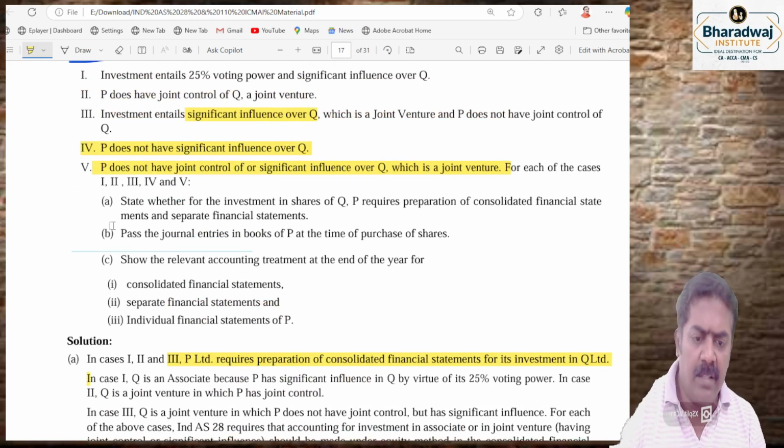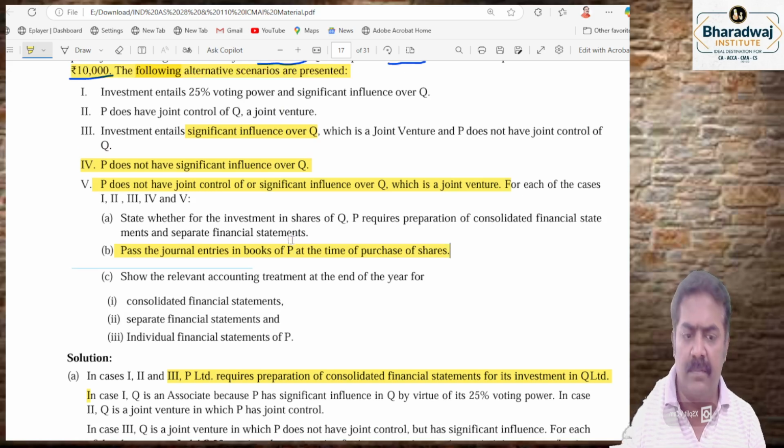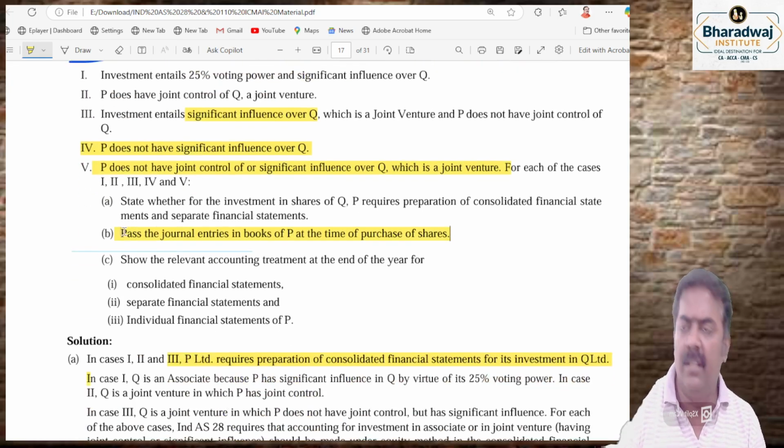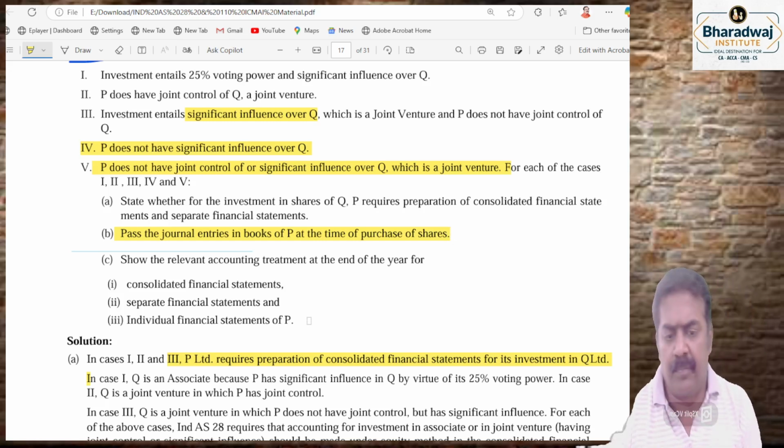Next, pass the journal entry in the books of P at the time of purchase of shares. What entry will we pass? Investment account debit to cash. Answer for B: Investment account debit to cash.